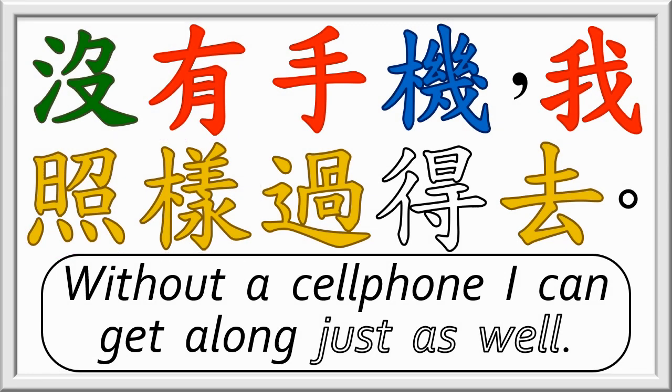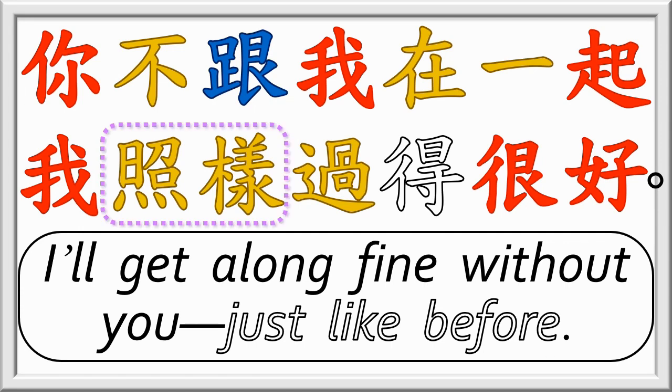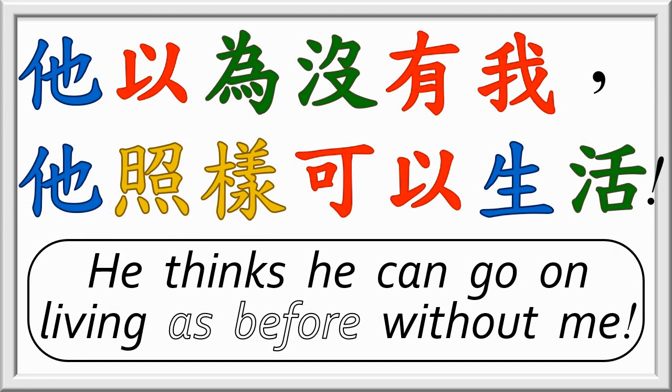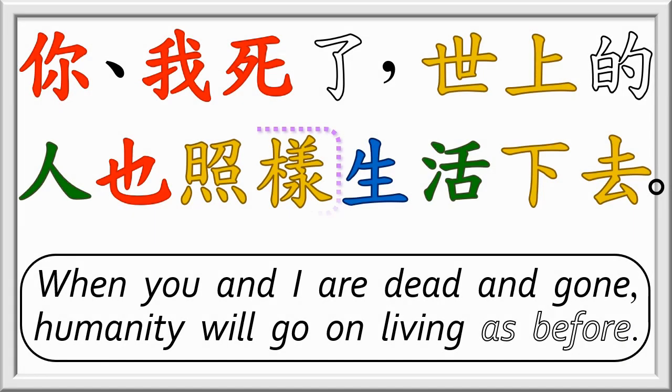没有手机，我照样过得去。Without a cell phone, I can get along just as well. 你不跟我在一起，我照样过得很好。I'll get along just fine without you, just like before. 他以为没有我，他照样可以生活。He thinks he can go on living as before without me. 你我死了，世上的人也照样生活下去。When you and I are dead and gone, the human race will go on living as before.